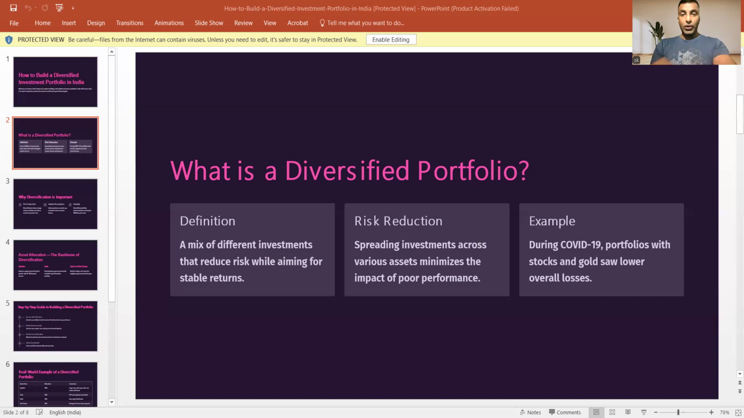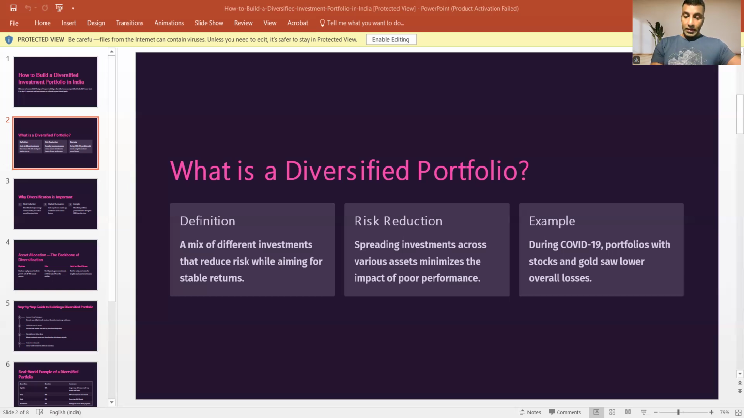So for instance, if you look at the COVID pandemic, what happened with the stock market? It was initially crashing, but what happened with gold? Gold prices were actually going up. So those who had a mix of stocks and gold in their portfolio saw lower fluctuation. If you see the overall loss during that crash, it was very small compared to others who were only invested in equities. Okay, so at that point of time, gold was going up, right? That's the reason why you need to go for a diversified portfolio.